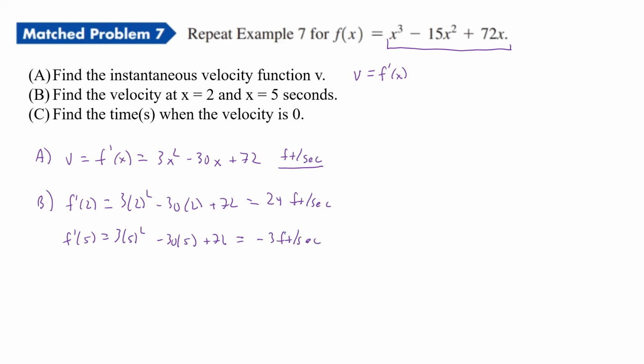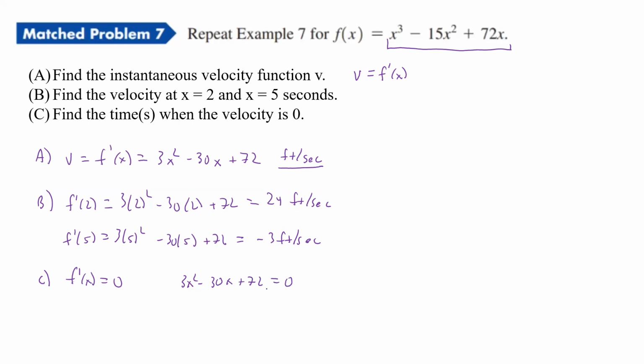Okay. All right, so now the last one is find the times when the velocity is 0. Well, that means we want to know when f prime of x is equal to 0. Well, when's that going to be equal to 0? When this is equal to 0. So we're going to look at 3x squared minus 30x plus 72 equals 0.